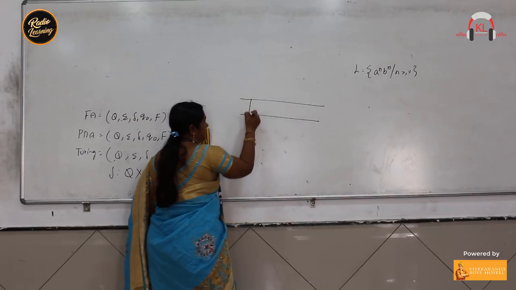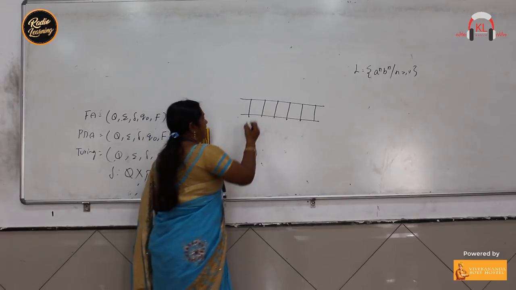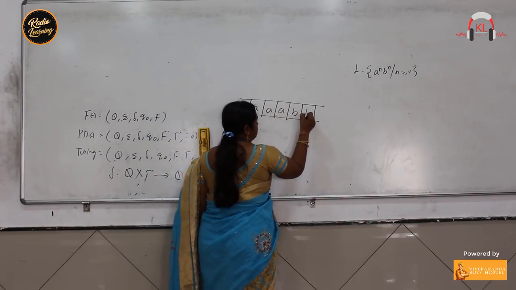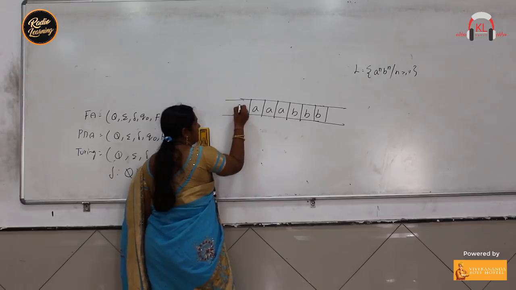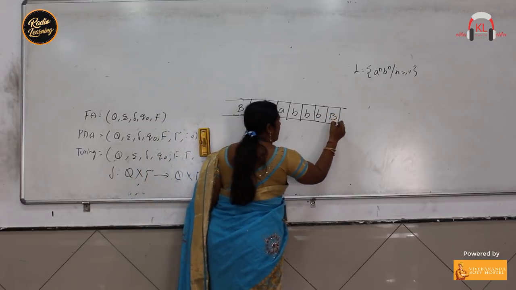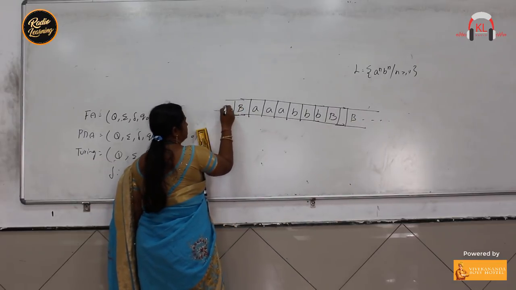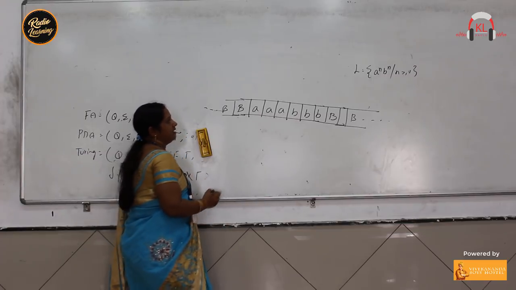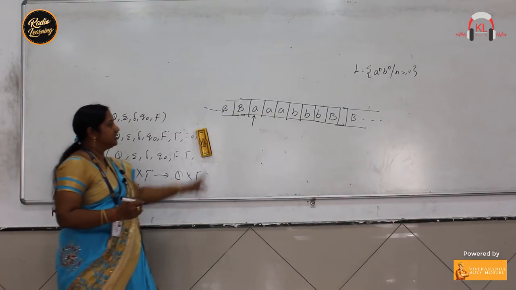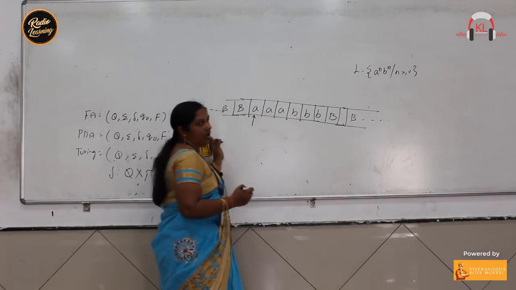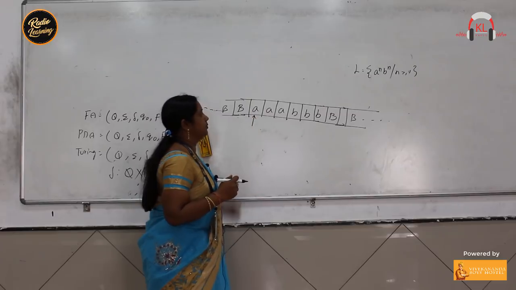I am taking the tape, and here I am taking one input string from the given language, that is, 3 A's and 3 B's. This is my input tape. It is of infinite length, that's why I am taking the blank spaces; the remaining cells are all blanks. Now my finite control unit is pointing to my first input symbol. Each cell has one input symbol. This head can be moved either right or left. Now the head is pointing to the first input symbol A.